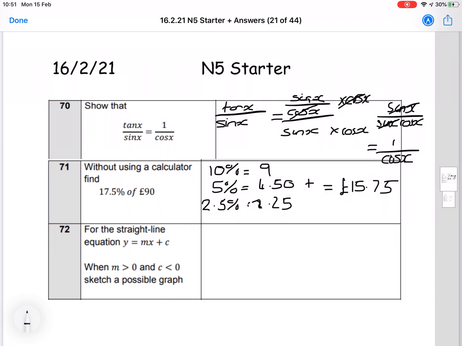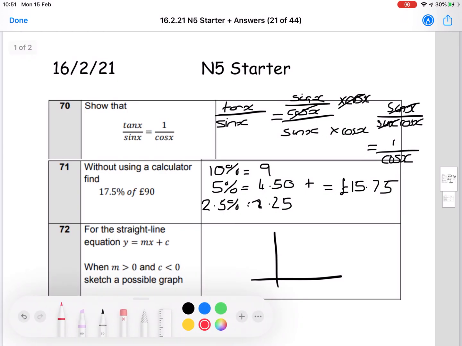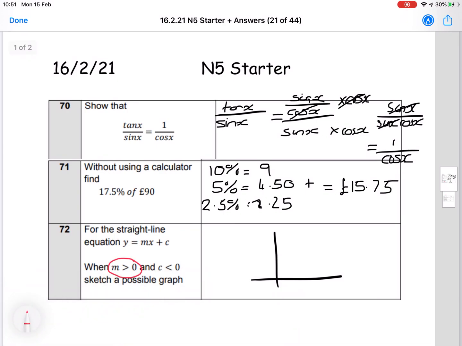Question 72 is an interesting one. It's a straight line question, but just given to you in a bit more of an unusual way. For the straight line equation y equals mx plus c, when m is greater than 0 and c is less than 0, sketch a possible graph. So we need to think about what those two pieces of information are telling us. If m is greater than 0, that is a positive gradient, so your line must slope up left to right.